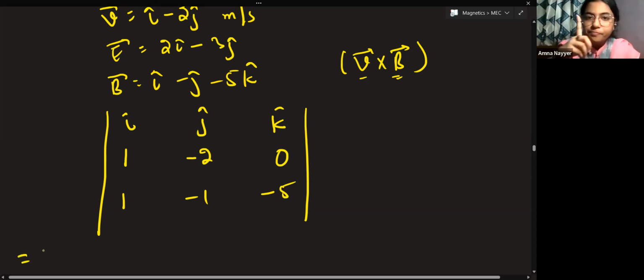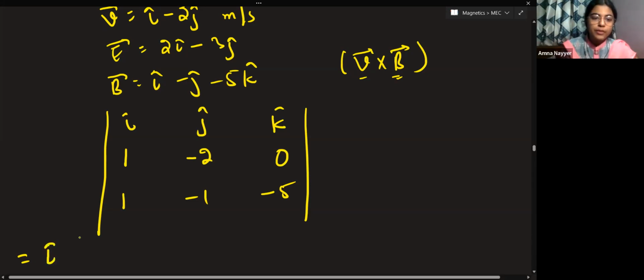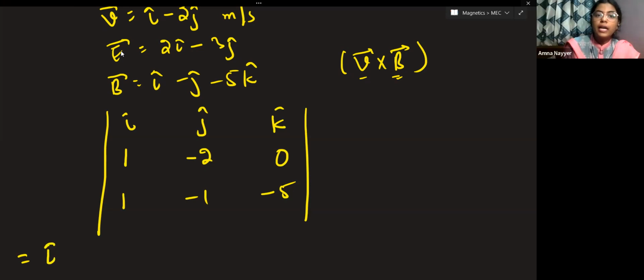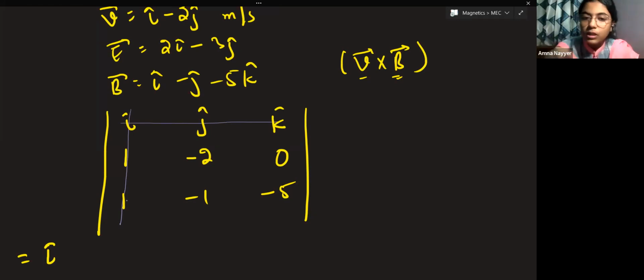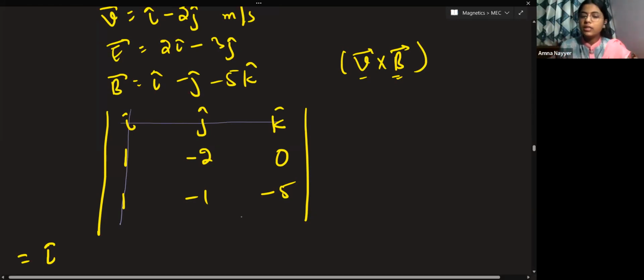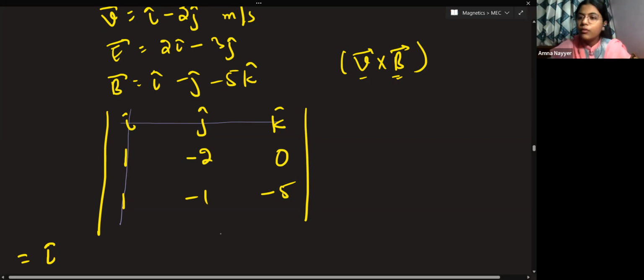V cross B will be equal to, first put I cap. We will solve first for I cap. Now we are considering which row? I cap's row. So ignore the row and the column of the unit vector you are considering. Now whatever is left, these 4 will be left. If you cross out that row and that column, only these 4 will be left. So first multiply this, put a negative sign, and then multiply this.